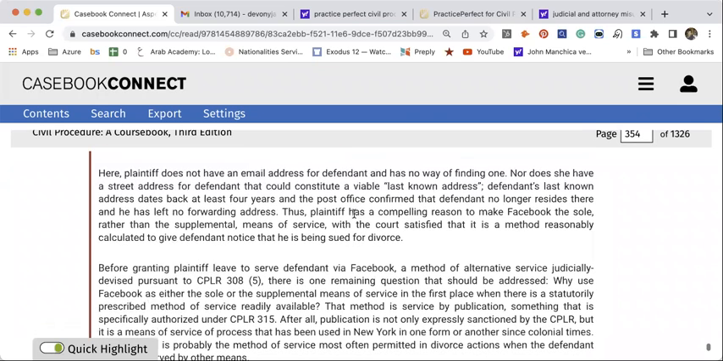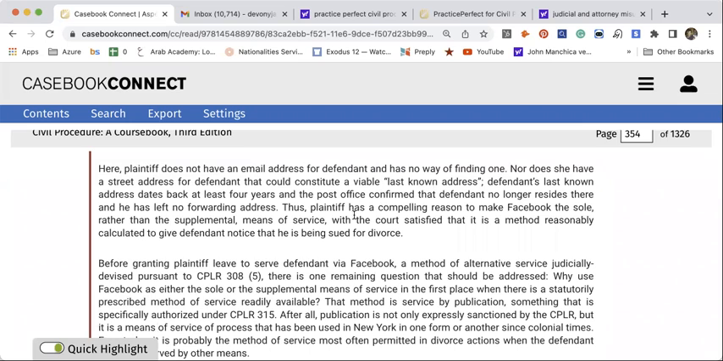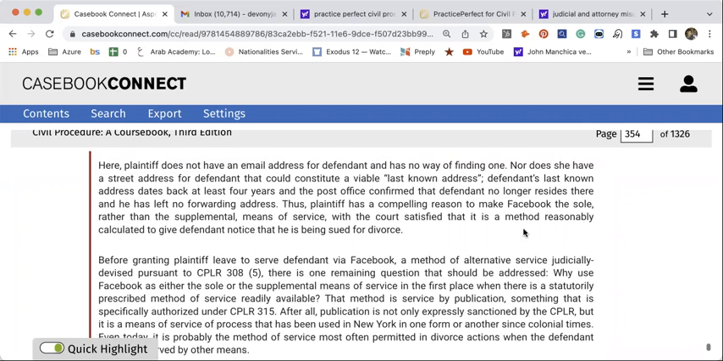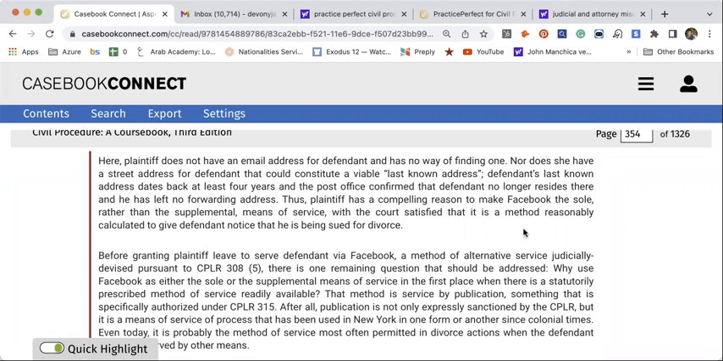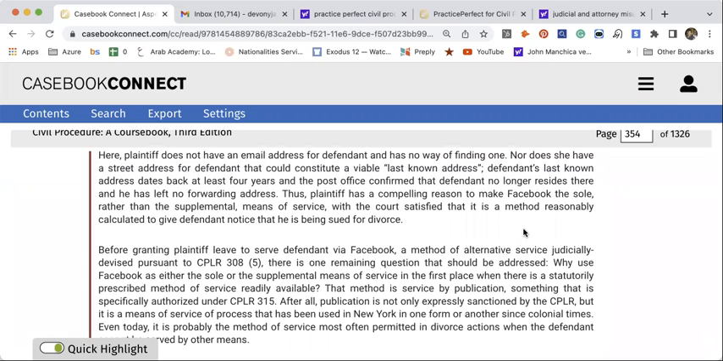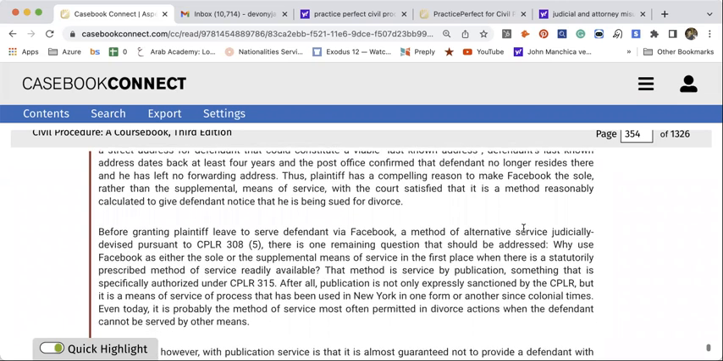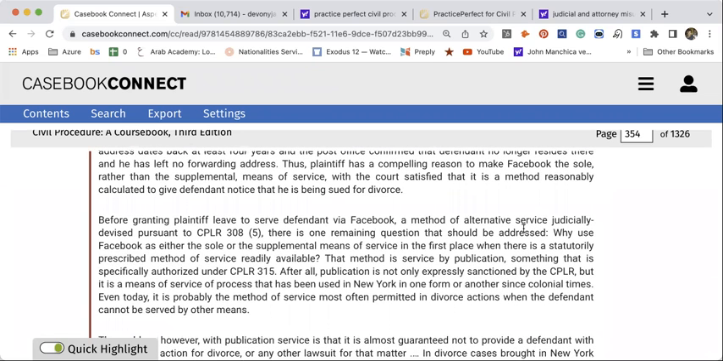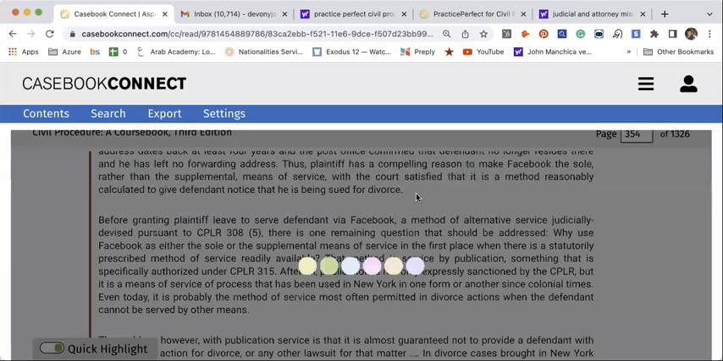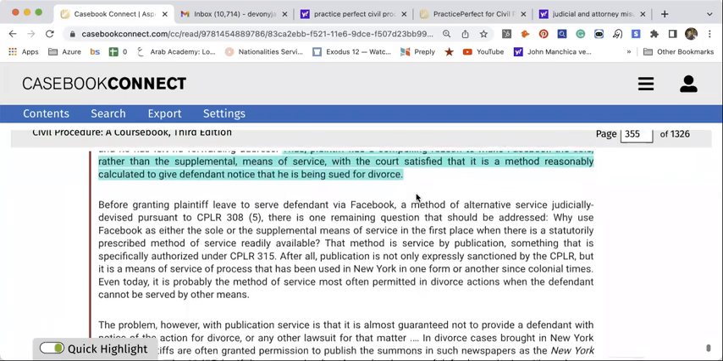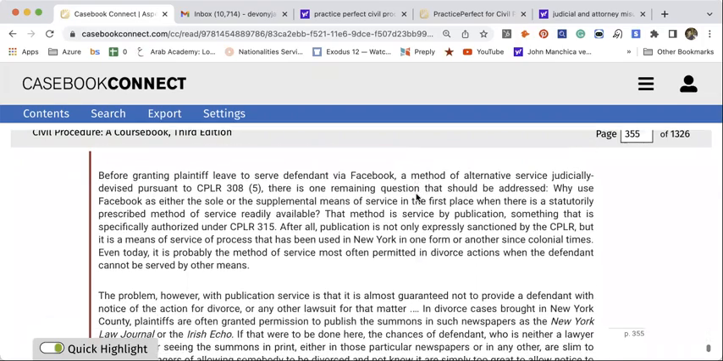Here, plaintiff does not have an email address for the defendant and has no way of finding one, nor does she have a street address for defendant that could constitute a viable last known address. Defendant's last known address dates back at least 4 years, and the post office confirmed the defendant no longer resides there and has left no forwarding address. Thus, the plaintiff has a compelling reason to make Facebook the sole rather than supplemental means of service, with the court satisfied that it has a method reasonably calculated to give the defendant notice that he's being sued for divorce.